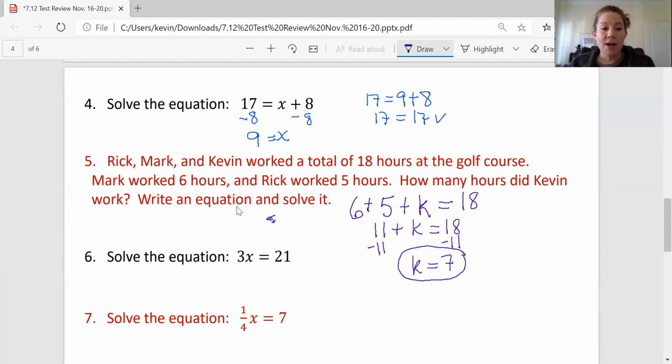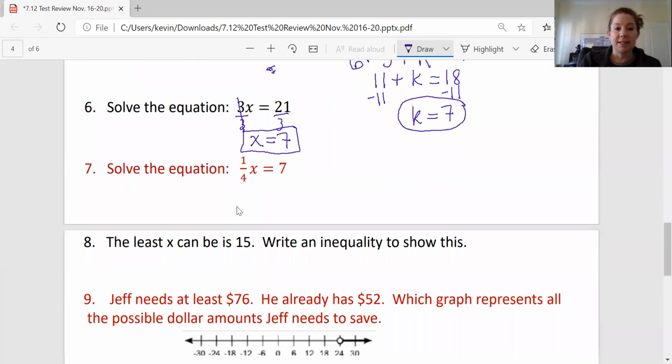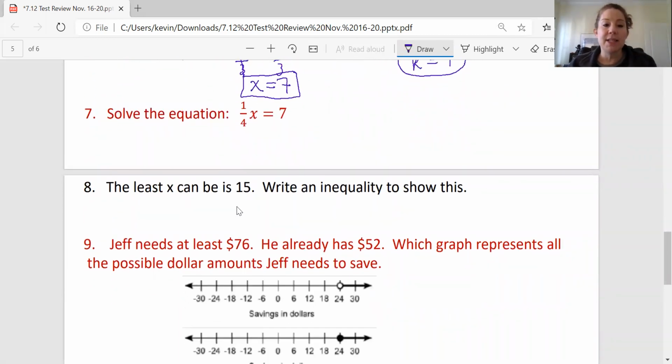That's it. All right, number 6, 3 times x is 21. So the opposite of multiplying by 3, we're going to divide both sides of the equal sign by 3. 3 divided by 3 is 1, and 1 times x is x. And 21 divided by 3 is 7. And then we could plug that in. Does 3 times 7 equal 21? Yes, yes, it does.